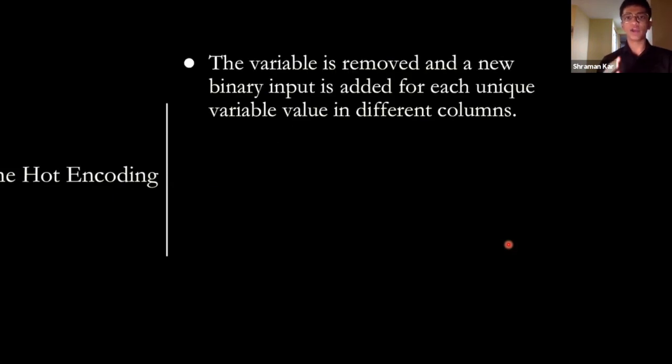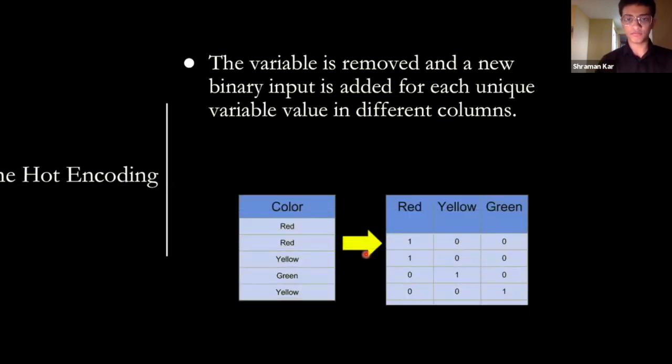So let's start with one-hot encoding. In one-hot encoding, the variable is removed and a new binary input is added for each unique variable value in a different column. This is going to be clear from this example. In this data set, we have 3 unique colors: red, yellow, and green. Each of the unique values gets its own column, and as you can see here, the first color is red, so there's a 1 in red and the rest are 0, and vice versa, and so on.